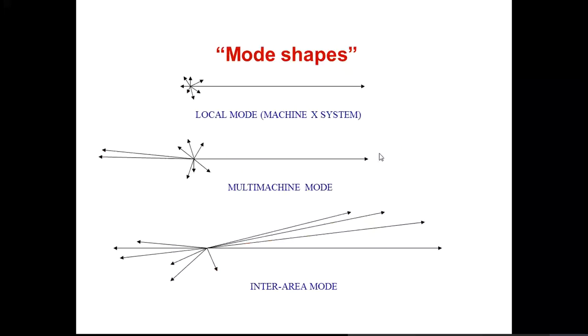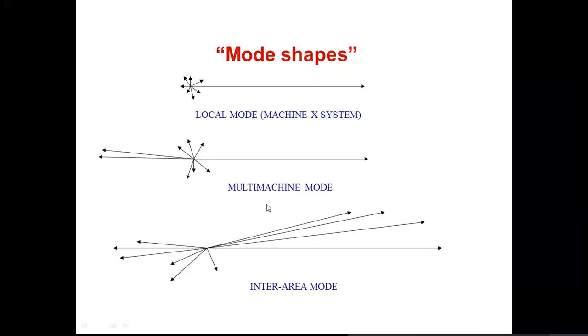Now, this slide tells you what the typical phasor representation for the mode shape could be. If we have a local mode, this local mode will be between the generators in the plant, or it can also be between the generators of a nearby power plant. So you may have some generators in the two nearby power plants in oscillation with the rest of the system here. This will be a local mode.